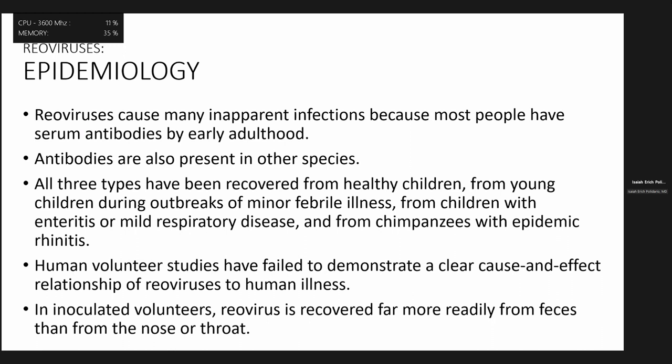All three types have been recovered from healthy children, from children during outbreaks of minor febrile illness, from children with enteritis or mild respiratory disease, as well as from chimpanzees with epidemic rhinitis. Human volunteer studies have failed to demonstrate a clear cause and effect relationship of reoviruses to human illness. In inoculated volunteers, reovirus is recovered far more readily from the feces than from the nose or the throat.